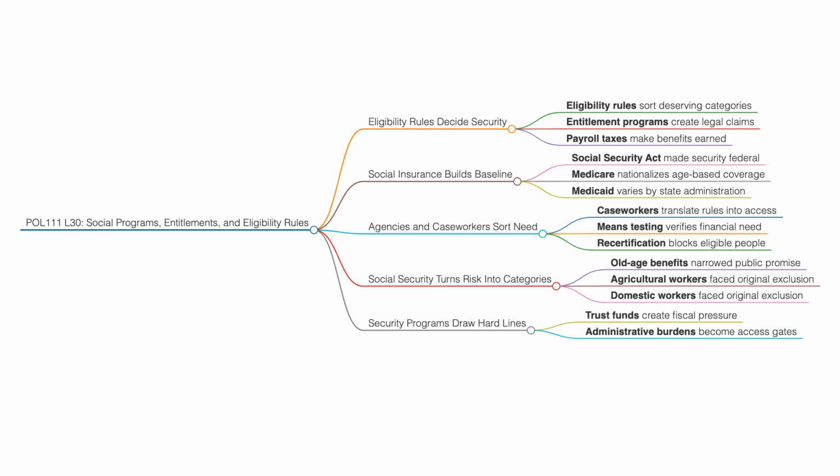The conflict moves through eligibility formulas, payroll taxes, state administration, case files, work rules, and the hard line between insurance and welfare. Social programs begin with a moral claim and then immediately become paperwork. A nation says older people should not face destitution after a lifetime of work. That becomes payroll taxes, earnings records, benefit formulas, trust funds, eligibility ages, disability determinations, survivor benefits, and annual statements.